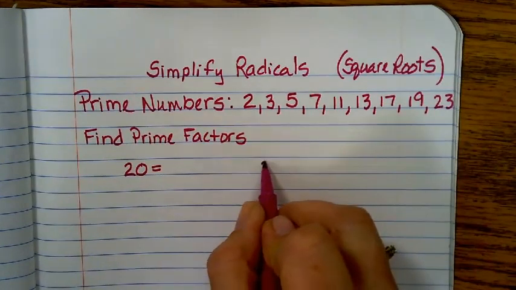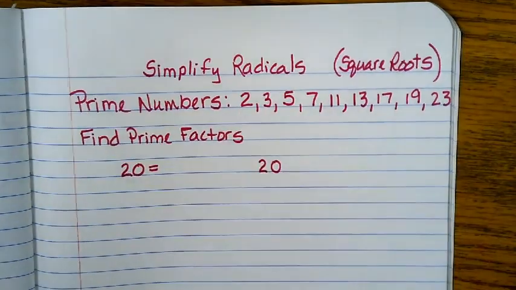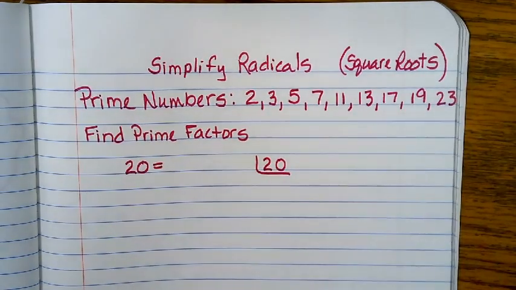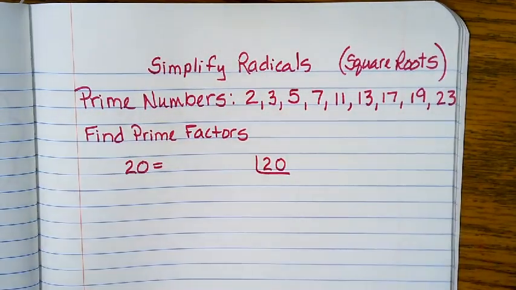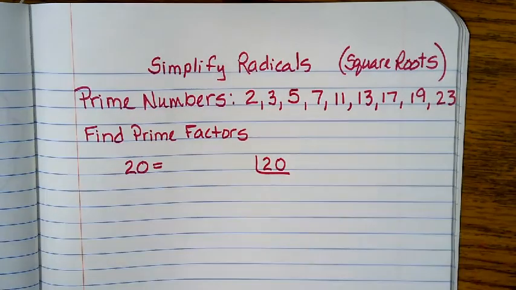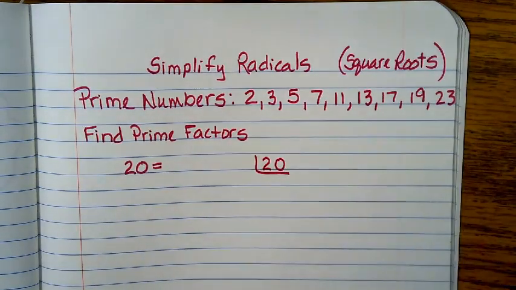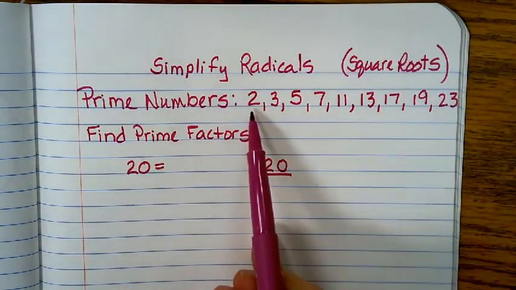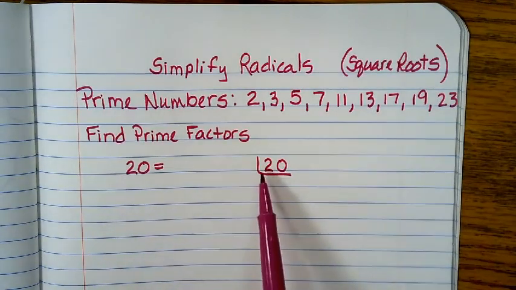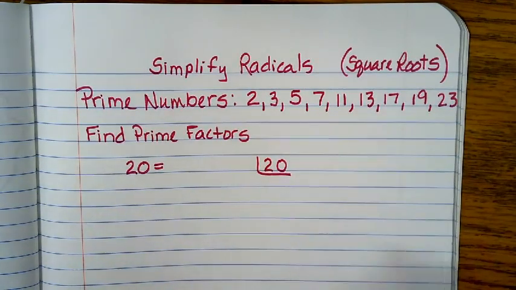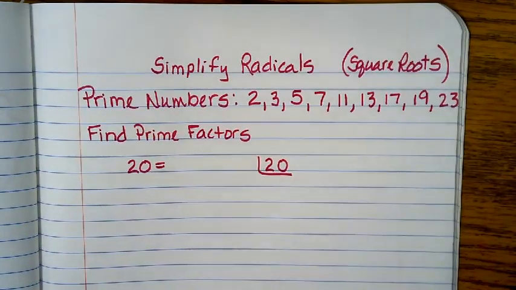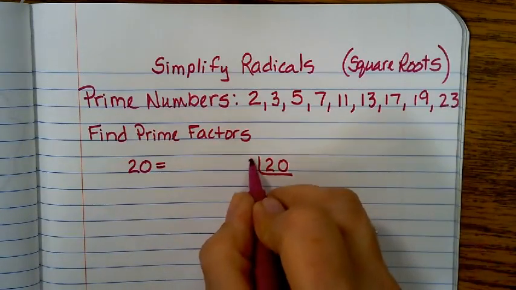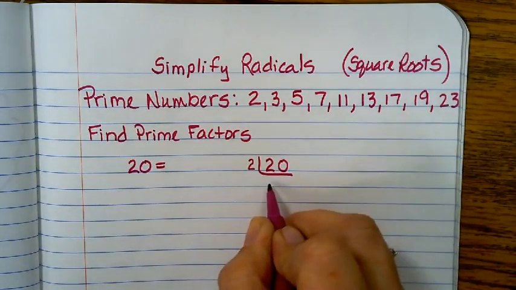So just go over here and write 20. And then we're going to put around the 20 an upside down division. And then we're going to look at our first prime number. Our first prime number is a 2. So we're asking ourselves, will 2 divide evenly into 20? So can we do 20 divided by 2 and come out with a whole number? We can. 20 divided by 2 is 10.